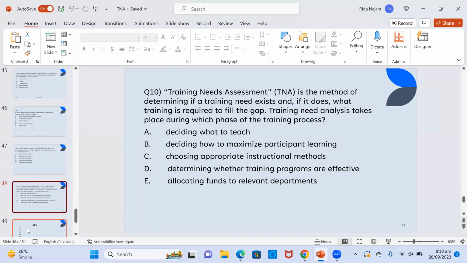Question 10. Training needs assessment is a method of determining if a training need exists, and if it does, what training is required to fill that gap. Training needs analysis takes place during which phase of the training process? A, deciding what to teach. B, deciding how to maximize participant learning. C, choosing appropriate instructional methods. D, determining whether training programs are effective. Or E, allocating funds to relevant departments. D. Yes, the answer is D.